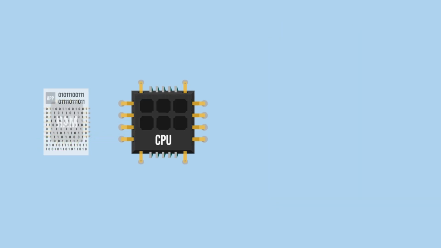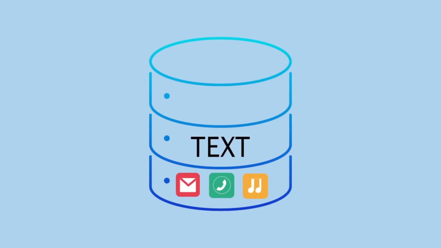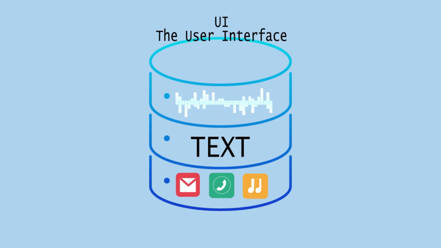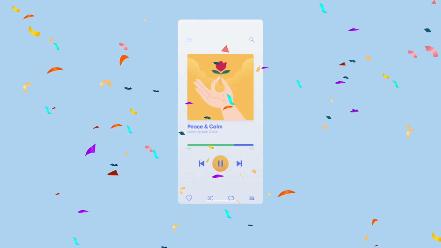The app also asks the system for space. Space to draw buttons, space to show text, space to play sound. This is called the UI, the user interface. Your phone gives the app a blank canvas. The app then says, "Put a button here, put a menu there, put an image at the top." In a blink, the first screen appears.